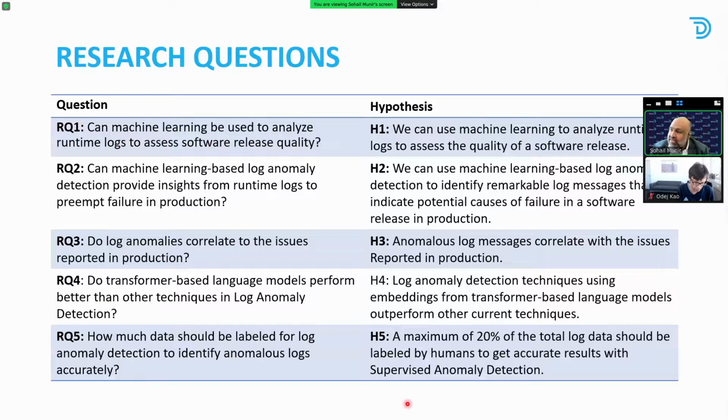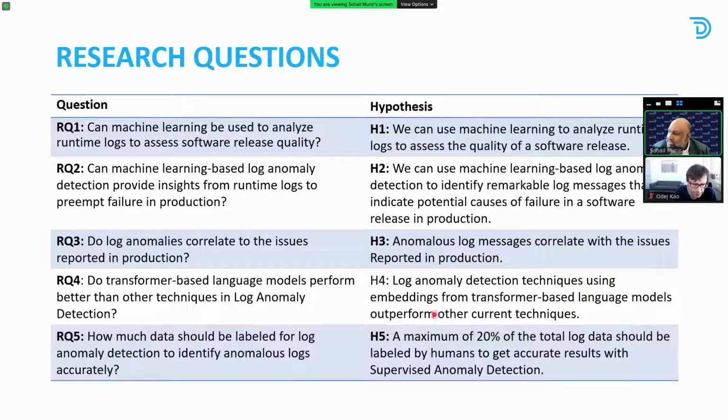We wanted to answer the research questions: can machine learning be used to analyze runtime logs to assess software release quality? Can machine learning based log anomaly detection provide insights from runtime logs to preempt a failure in production? Once we do that, do these anomalies that we have identified correlate to issues in production? I'm not saying that they are the cause. Causation is not correlation, but do they actually correlate? And then the next step was, can we look at transformer-based language models? Can we consider the logs as the corpus, and can we use transformer models to detect anomalies in these logs? And last but not least, how much data would need to be labeled for anomaly detection to identify anomalous logs accurately? So these were some of the questions we were looking at.